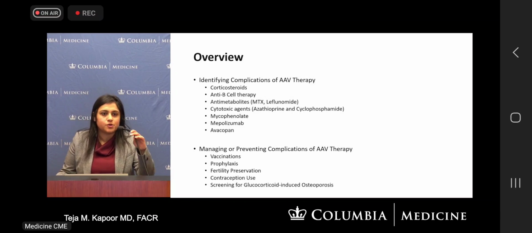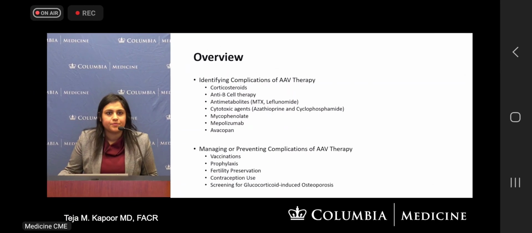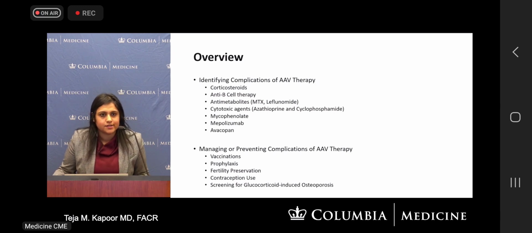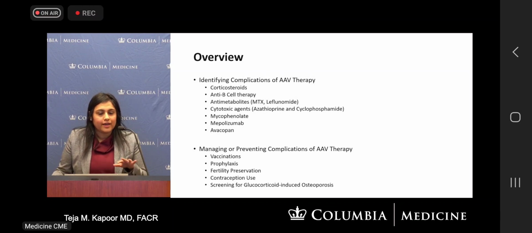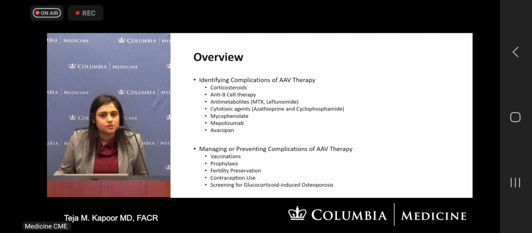So just our overview. We're going to have two sort of approaches to this discussion. The first approach, we're going to identify the complications of ANCA vasculitis therapy. We're going to go through different medications as well, sort of medication by medication. And then kind of coming back to the complications of ANCA vasculitis therapy, we're going to take a more proactive approach on how to manage and maybe prevent some of these complications.